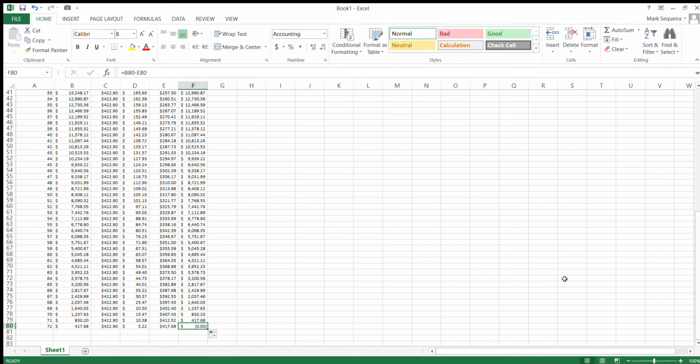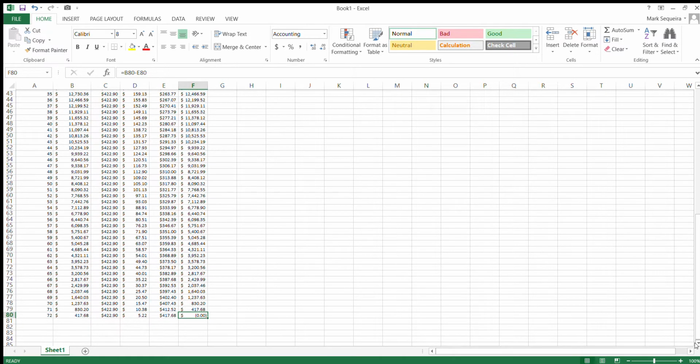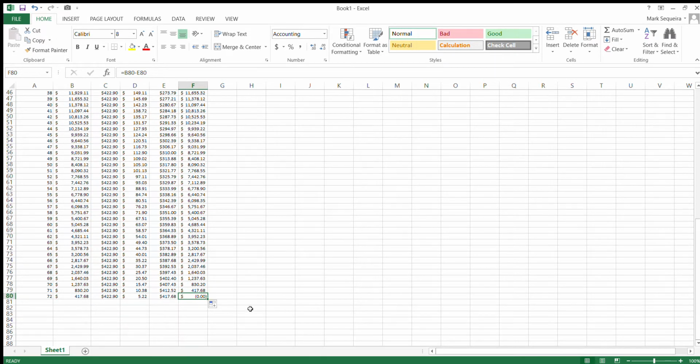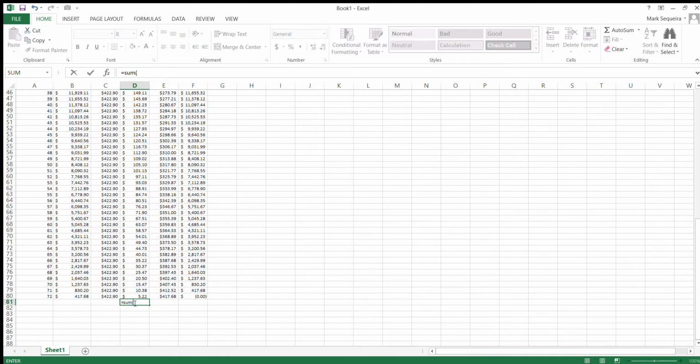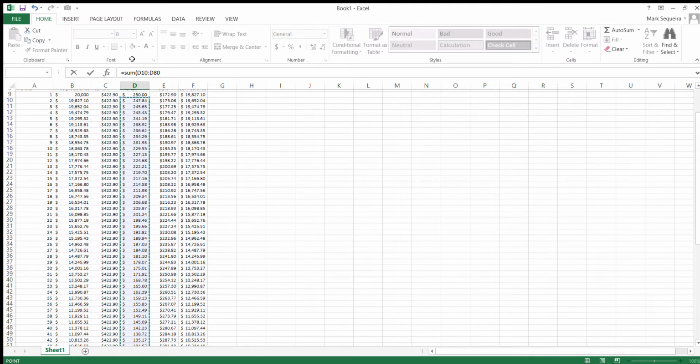Not so much. Well, let's just take a look at something. Remember that this column D is all of the interest that you've paid every month. Let's see exactly how much that is. So we'll just type a sum, and then highlight all the way up.